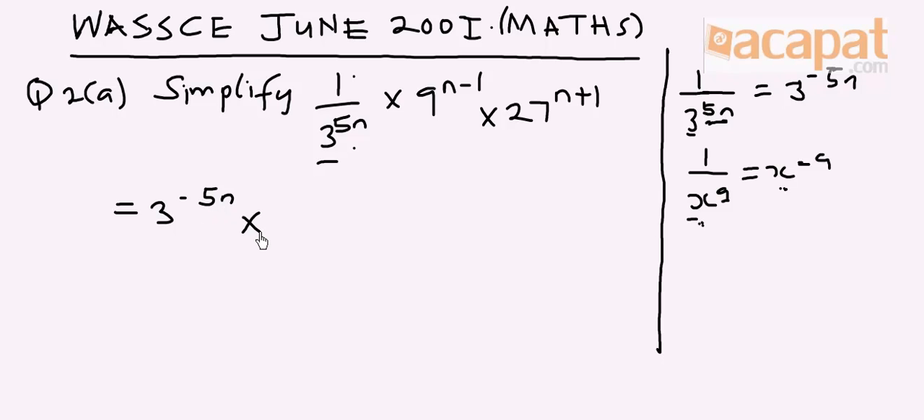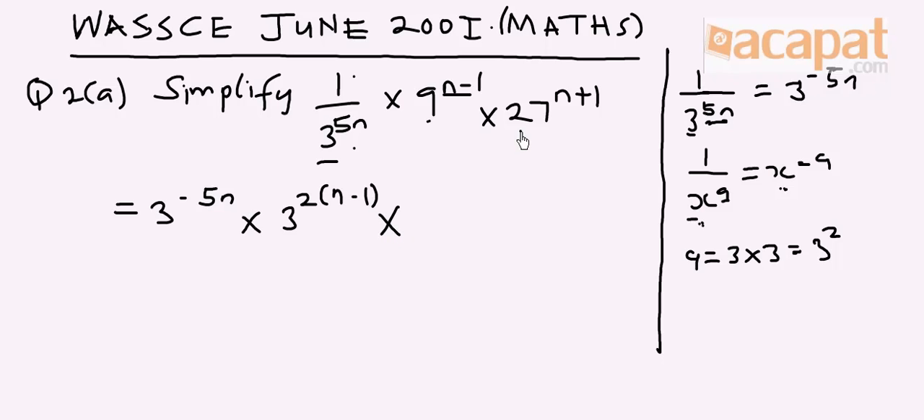Times, we have this as 9 raised to the power n minus 1. 9 is equal to 3 times 3, which is equal to 3 squared. So in place of 9 here, we simply have 3 squared, 3 raised to the power 2. We still have n minus 1 there as power, so we have bracket open, n minus 1, bracket close.